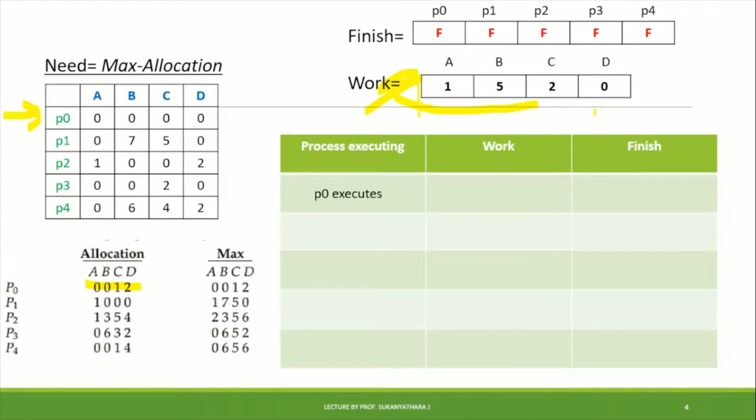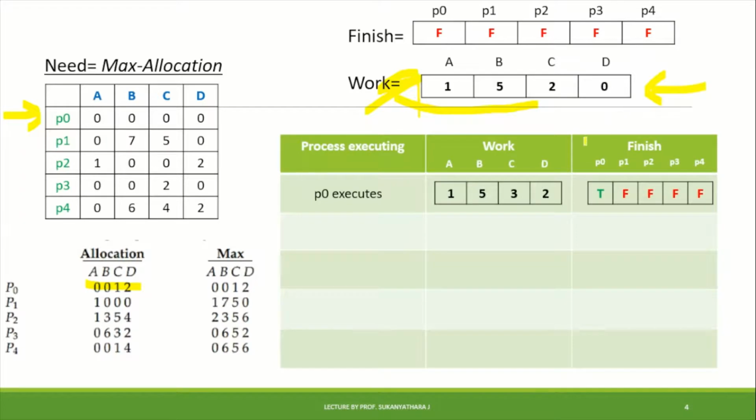Now we are updating the number of free resources in the system: work equals 1520 plus allocation of P0, because the allocation of P0 is now freed, as P0 has completely executed and left. That gives the new value of free resources in the system, 1532. Now 1 instance of A, 5 instances of B, 3 instances of C, and 2 instances of D are free in the system, and P0 has completed execution. When P0 completes execution, we make finish of P0 true.